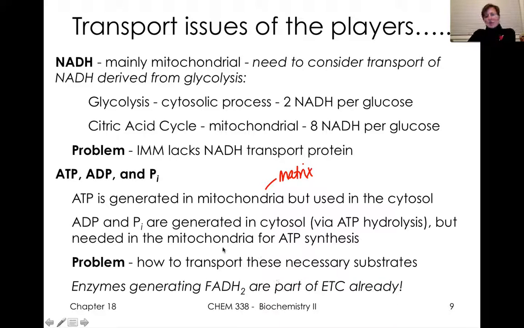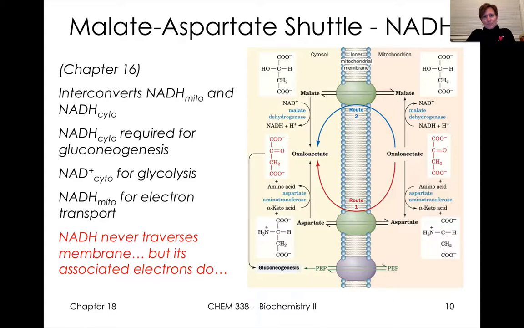Again, FADH2 we don't need to think about, because remember we learned in the citric acid cycle the FADH2 that's generated by succinate dehydrogenase is going to be complex 2 of the electron transport chain.